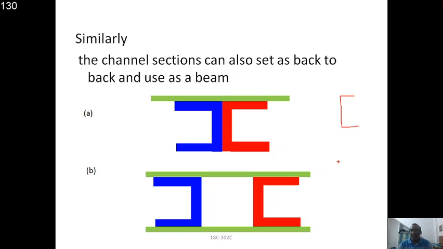If I take another channel section, I can make different shapes. Like I can make a box shape with the channel sections, and I can make a built-up section like this. That means I can place the channel sections front to front. So this is known as front to front. Both the flange channel sections are forming a box shape, right? If I place these channel sections back to back, if both the webs are together, then it is known as back to back.